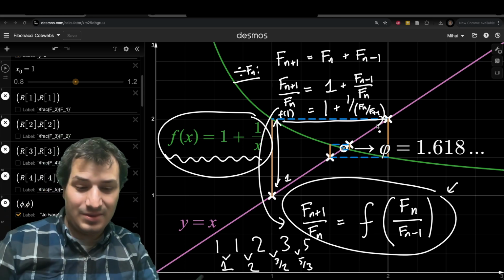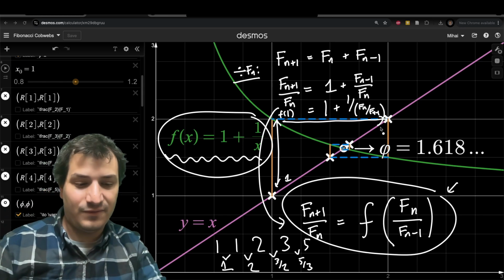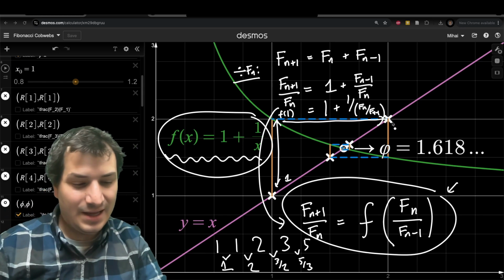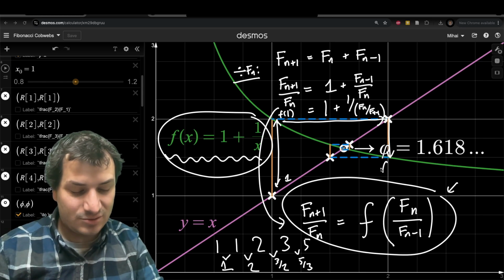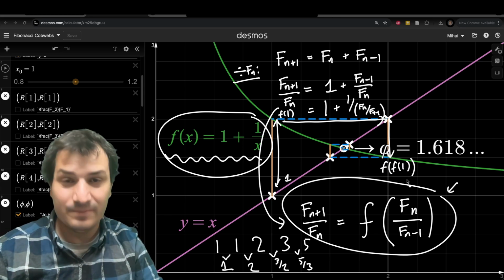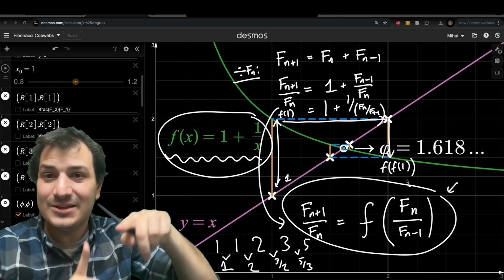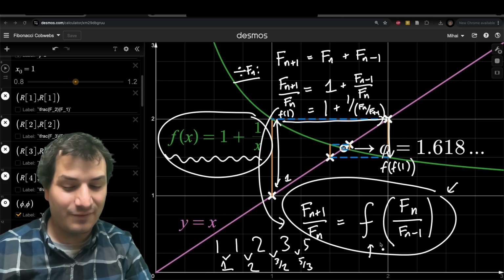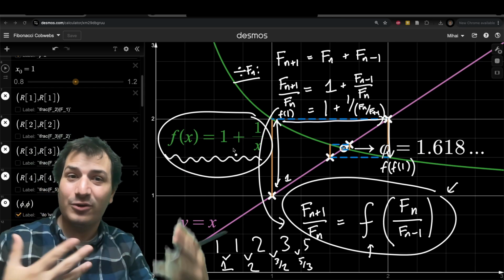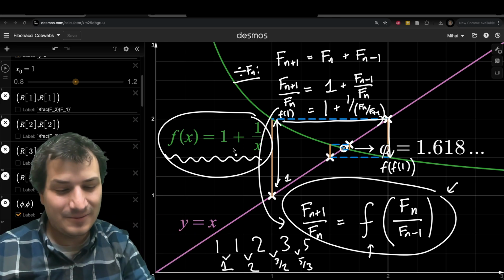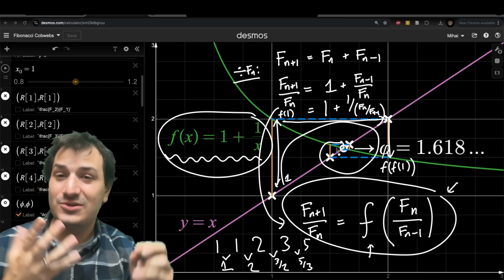So then I take the value f of 1, and to feed it into the function again, I convert it to an x value, and then I feed it back into the function. This will be f of 1. And so this Cobweb diagram is really doing this repeated application of the function 1 plus 1 over x. It does it over and over and over again, and you spiral in. That's what makes you spiral in towards the golden ratio.